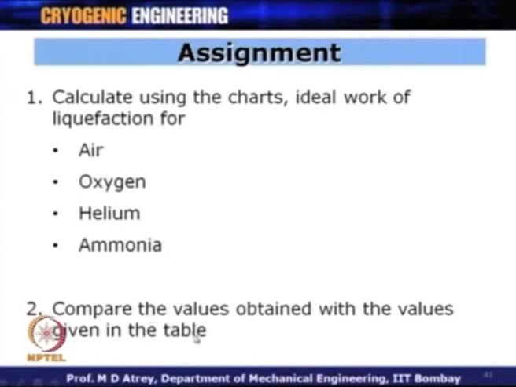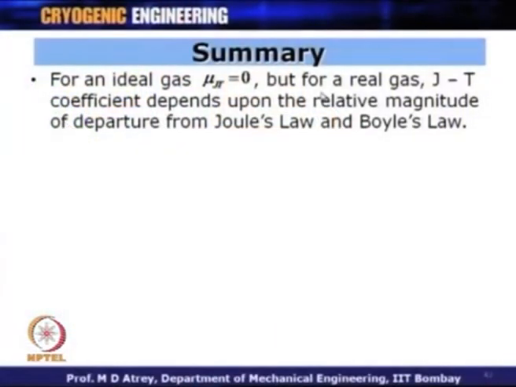In order to summarize whatever we have covered today, we found that for an ideal gas mu JT is equal to 0, but for a real gas the JT coefficient depends upon the relative magnitude of departure from Joule's law and Boyle's law. We saw the two parameters and we found out that these two parameters in the bracket decide whether the mu JT is going to be negative, positive or 0.